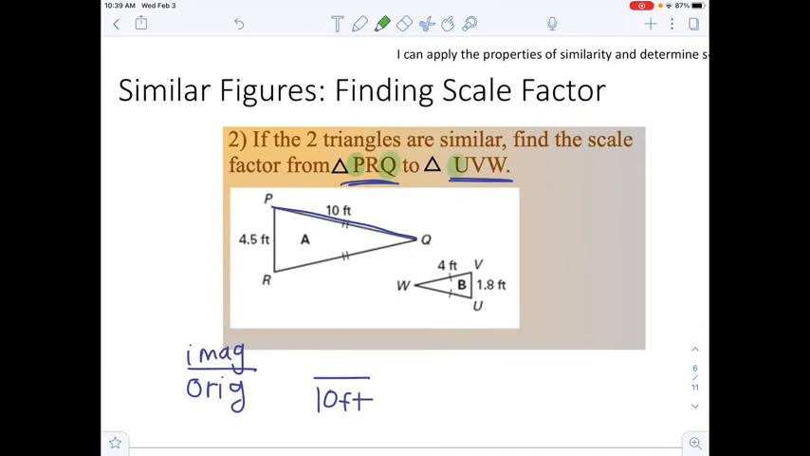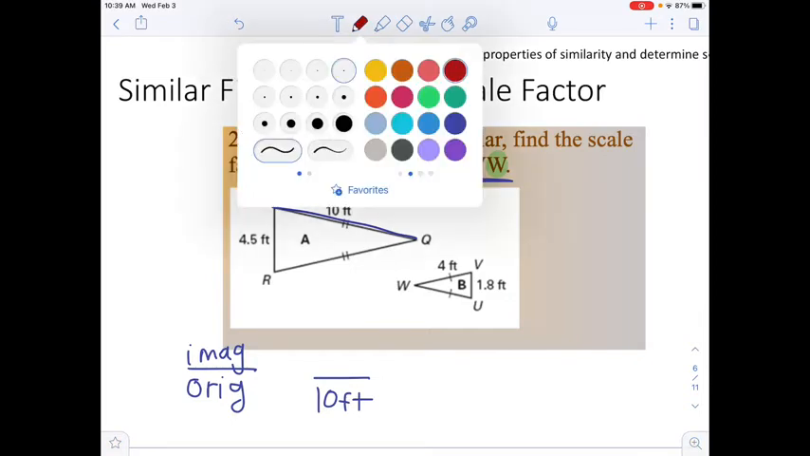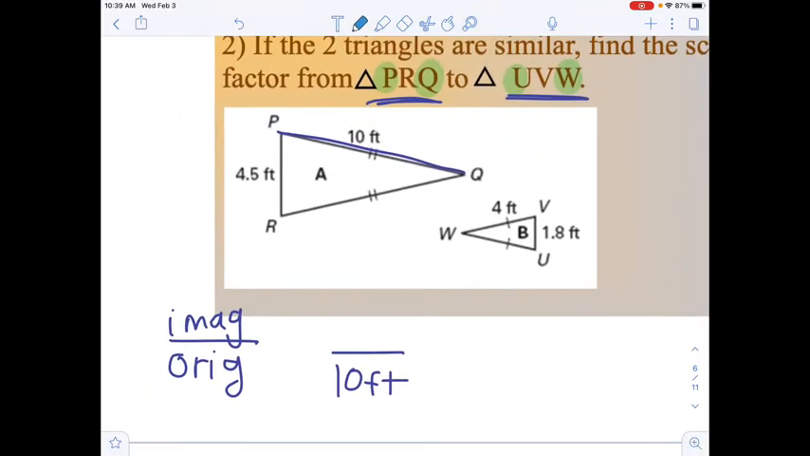So if I look at my letters here, PQ are the first and last letter. So I know that the side I have to use is UV, not UV, sorry, UW. So when I look at that, it doesn't give me a length, but these little tick marks here show me that these sides are congruent. Those sides are the same. So I know it's going to be 4 feet. So the image is 4 feet, the original is 10 feet. So for scale factor, they have to have the same units, which they do, so we can take off those labels, and then we can just simplify. So simplify this, and we get 2/5.